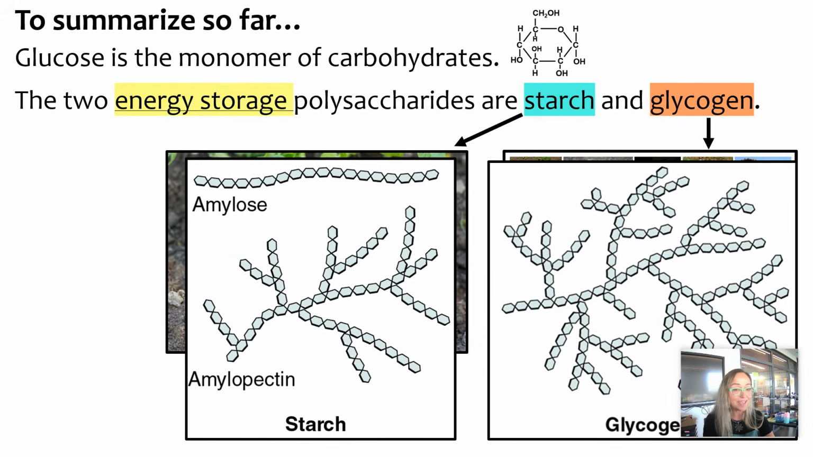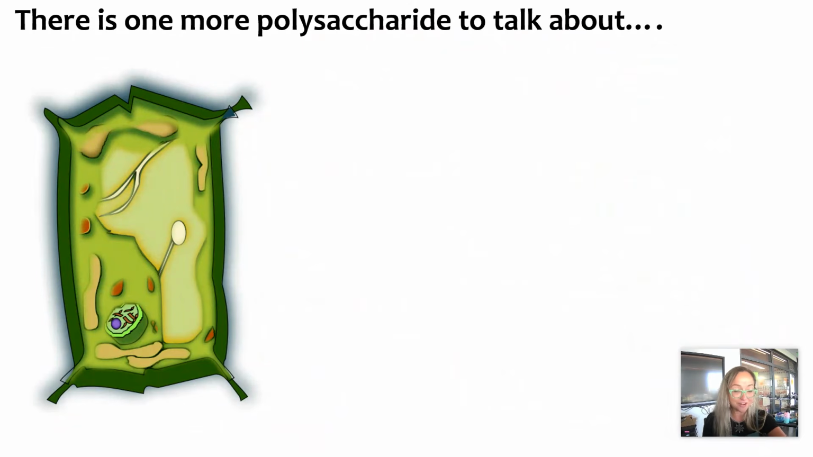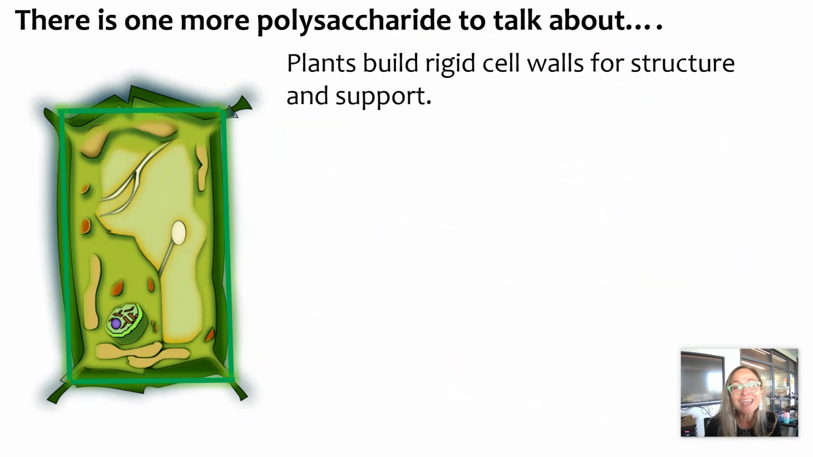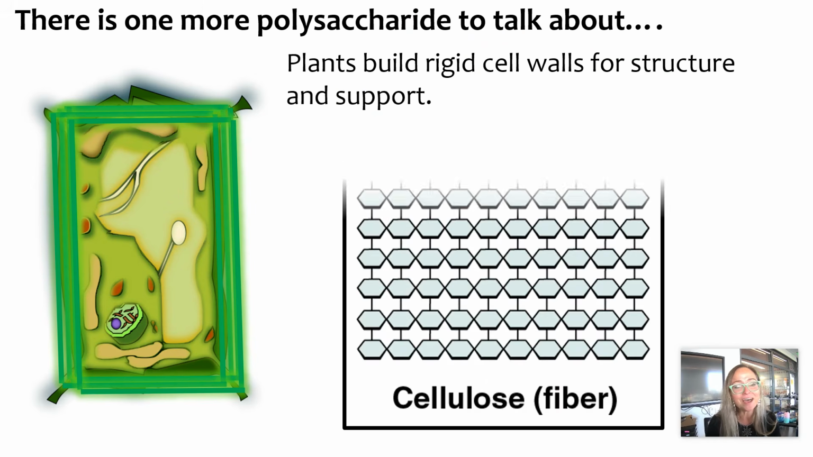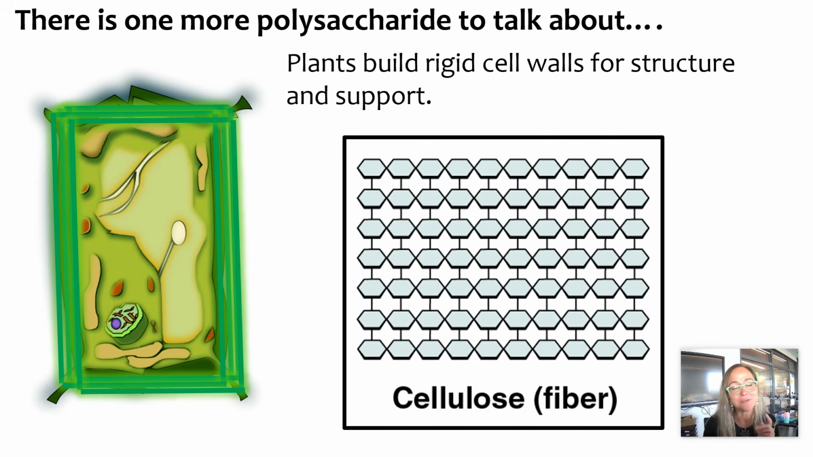Now, there is one more type of polysaccharide to talk about, and that's cellulose, which is used to build the rigid cell walls of plants. Cell walls are for structure and support. When you think about a plant, a tree for example, standing up hundreds of feet without a skeleton, right? This comes from its rigid cell walls. And so the structure is different compared to starch and glycogen. Here you can see how the cellulose is in chains, but straight lines, and that's because it serves a different purpose.